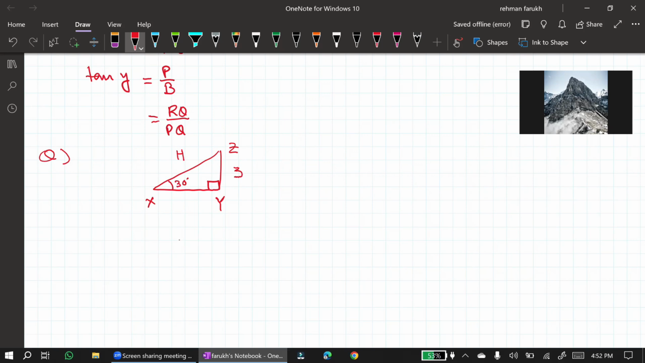Now, the angle is given as 30 degrees, and the side opposite to the angle. According to this 30, the side opposite to 30 is known as the perpendicular. Now, if we consider the angle 30 in this triangle, then the perpendicular is 3 and the base is xy. Now we want to find out xy and xz. Perpendicular is given. We want to find out the base.